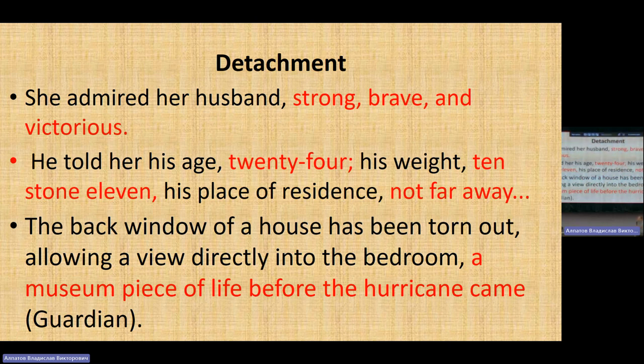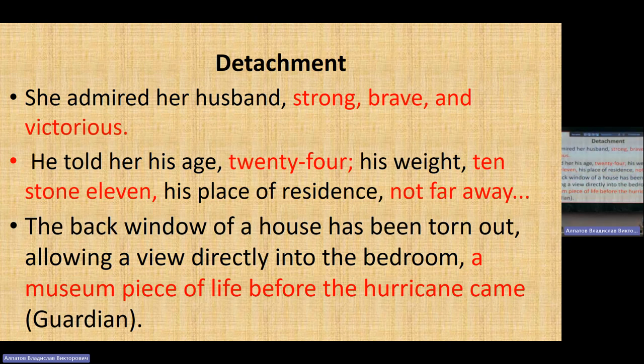It can also give sort of a summary, right, or an image, usually in the form of an apposition. Do you remember this grammatical concept of apposition? Приложение. Richard, the famous English football player, right, or Francis, the famous English pirate, apposition. The back window of a house has been torn out, allowing a view directly into the bedroom, a museum piece of life before the hurricane came. That's, yeah. Apposition, yes. Well, grammatically and punctuationally, it is not always. Sometimes it can come before the noun. Like the famous English pirate Francis Drake.